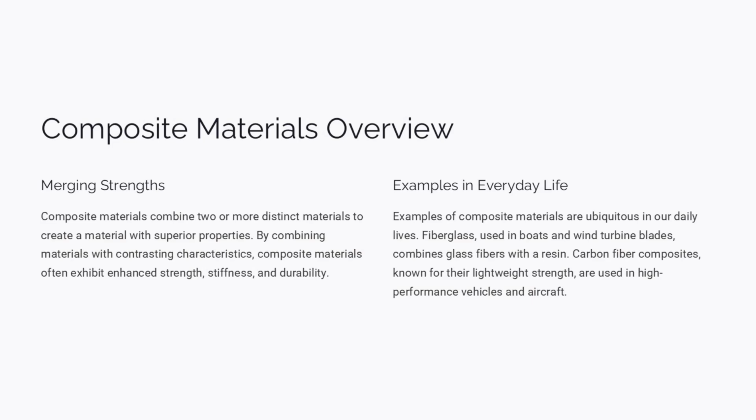Composite materials combine two or more distinct materials to create a new material with superior properties. By combining materials with contrasting characteristics, composite materials often exhibit enhanced strength, stiffness, and durability. Fiberglass, used in boats and wind turbine blades, is an example of a composite material that combines glass fibers with a resin. Carbon fiber composites, known for their lightweight strength, are used in high-performance vehicles and aircraft. Composites are ubiquitous in our daily lives, and their unique properties make them invaluable in many industries.